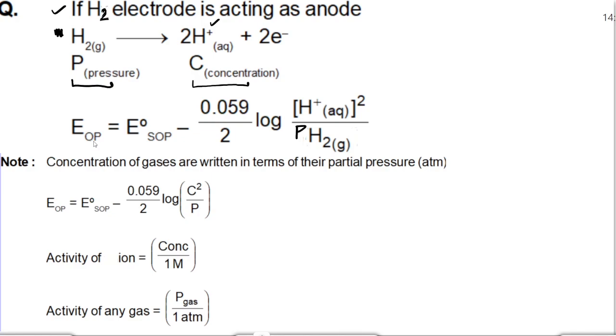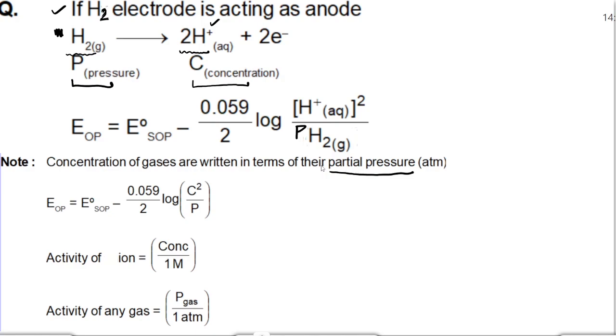So the oxidation potential of this hydrogen electrode is equal to E naught, meaning standard oxidation potential, minus 0.059 upon 2 log of product over reactant. Product is H+ ion concentration raised to power 2 and H2 gas, for which we take its pressure into account. Concentrations of gases are written in terms of their partial pressures. So the oxidation potential E is E naught minus 0.059 upon 2 log of C square upon P.